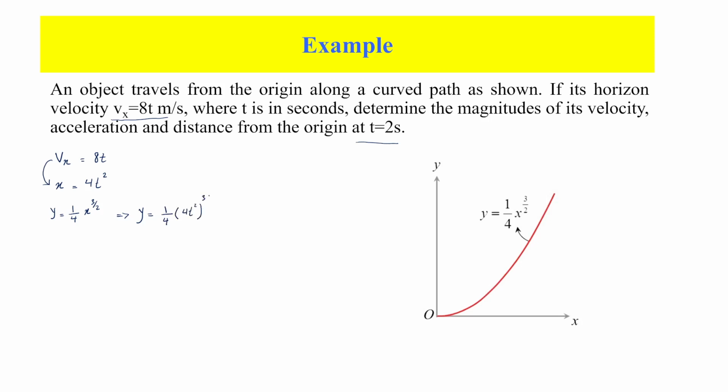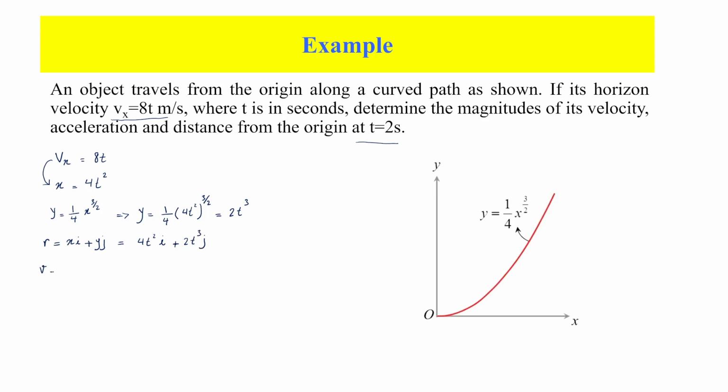1/4 times 4t² to the power 3/2. When we simplify this equation, the answer is 2 times t³. As you can see, we have to find the velocity, acceleration, and displacement of the object at time 2 seconds. For the position vector, we have x i plus y j, which is 4 times t² i plus 2 times t³ j. So this is for the position.